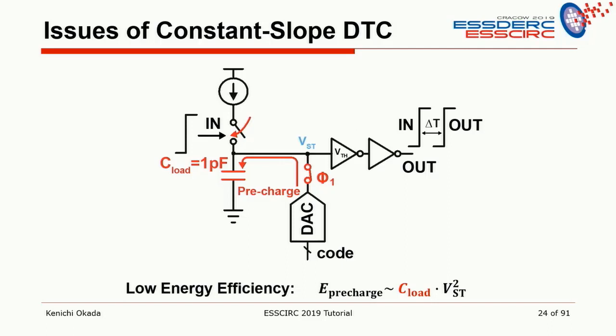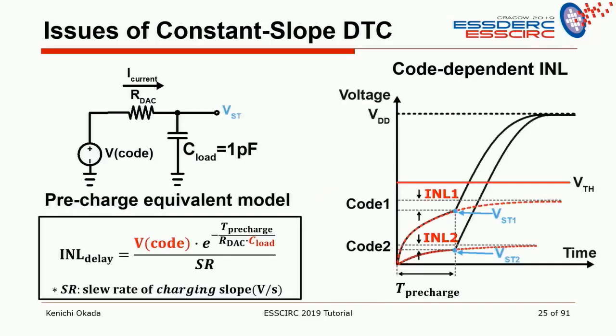But in this case, one of the problems of this conventional constant slope DTC is the larger power consumption of this DAC for precharging the initial state. Sometimes 40 megahertz or 50 megahertz conversion speed is required, so a relatively fast settling time is required even for this precharging DAC. Okay, this explains the non-linearity caused by precharging time difference. I will skip the detail, but simply, even for the DTC working at the reference clock frequency, it causes some difference in the settled value because of the very short settling time.